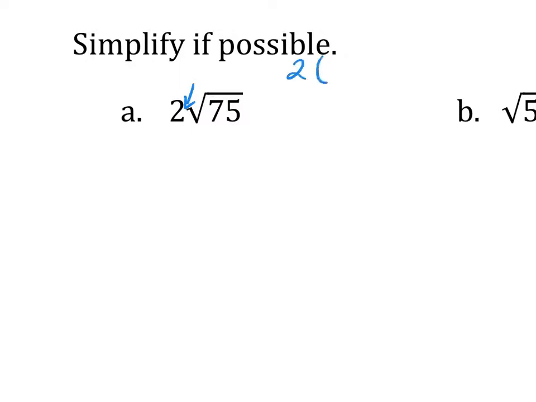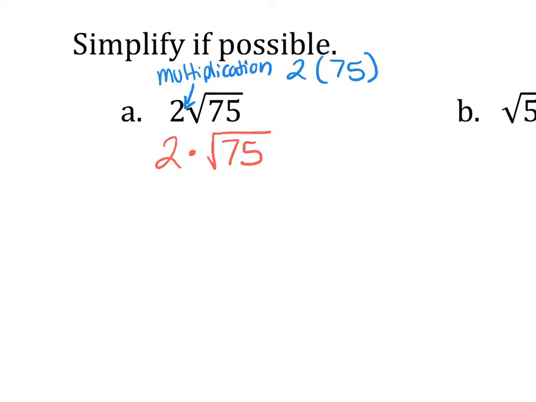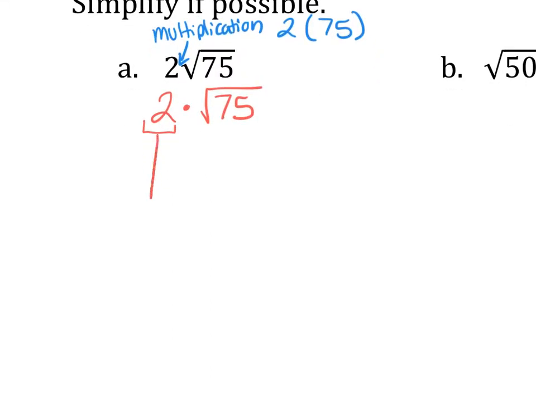If it was like this, 2 and then a 75 in parentheses, what would you do? Multiply. It's the same thing. So this is implied multiplication in there. So really this is saying 2 times the square root of 75. So the 2 is fine. The 2 does not have a square root attached to it, so we're not going to worry about the 2 right now. I am going to just take it and draw an arrow down so that once we're done simplifying the square root of 75, I don't forget that that 2 is there.